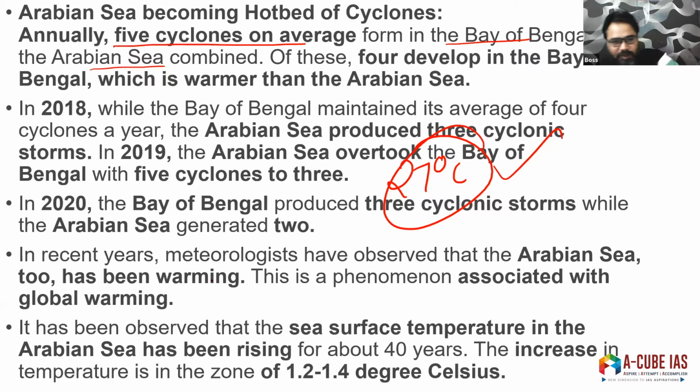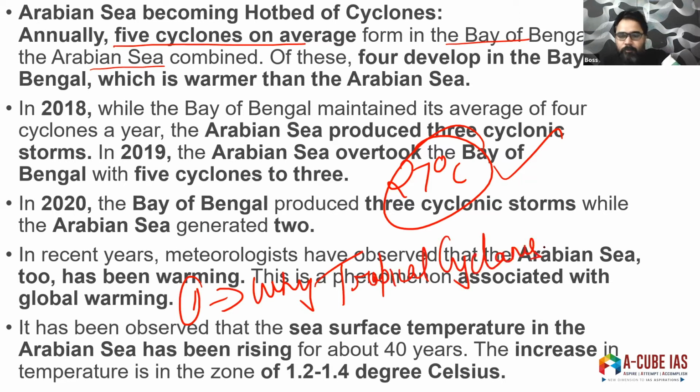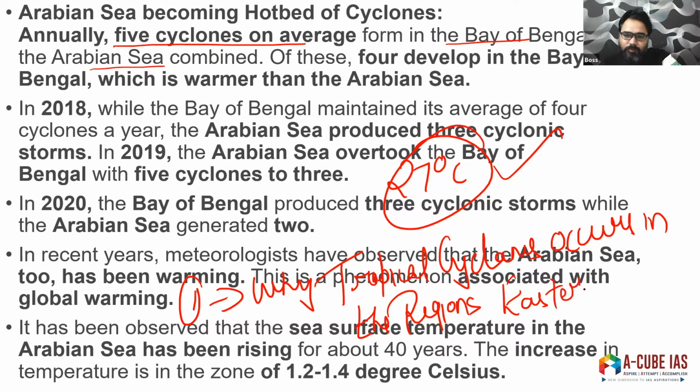And students, there was a mains based question that was asked with reference to this: why do tropical cyclones occur primarily on the eastern coasts? The question that was asked was, why do tropical cyclones occur majorly in the eastern coast? Now this is something which is very important to be understood.